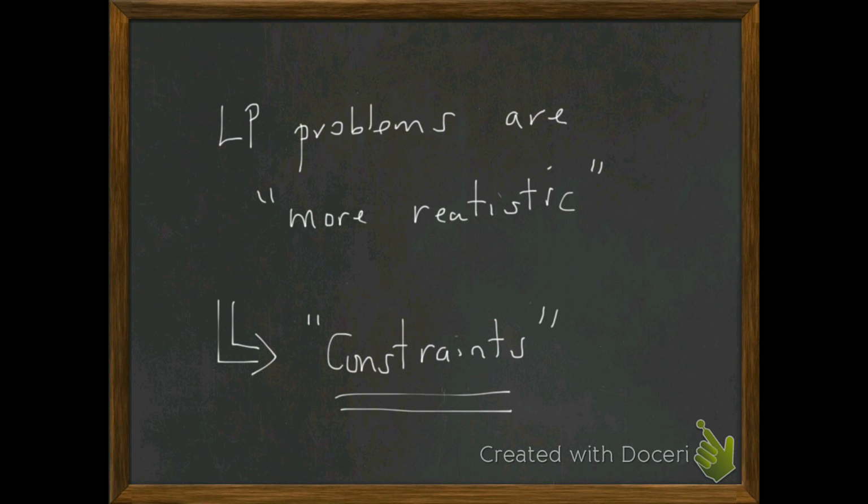Linear programming problems allow us to treat things as constraints. Now, there are no constraints in a system of linear equation problems. For example, we solve for x, we solve for y, but there's no upper bound on the values that x and y can take on.